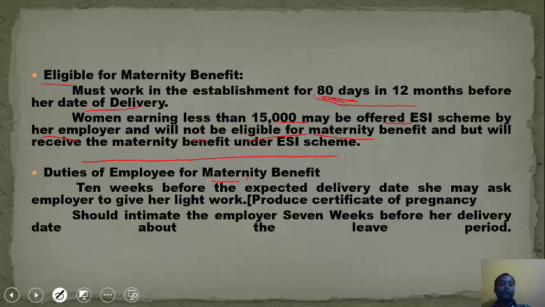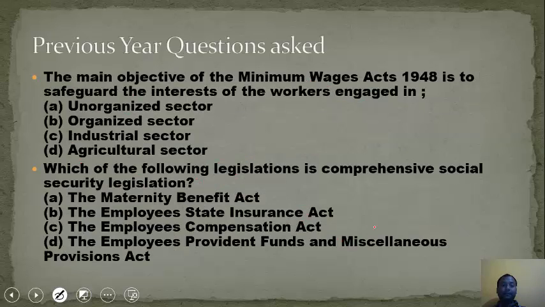And duty of women for availing maternity benefit. She must inform 10 weeks before the expected delivery date, and she may ask employer to give her light work, produce certificate of pregnancy, and should intimate the employer 7 weeks before her delivery date about the leave period.